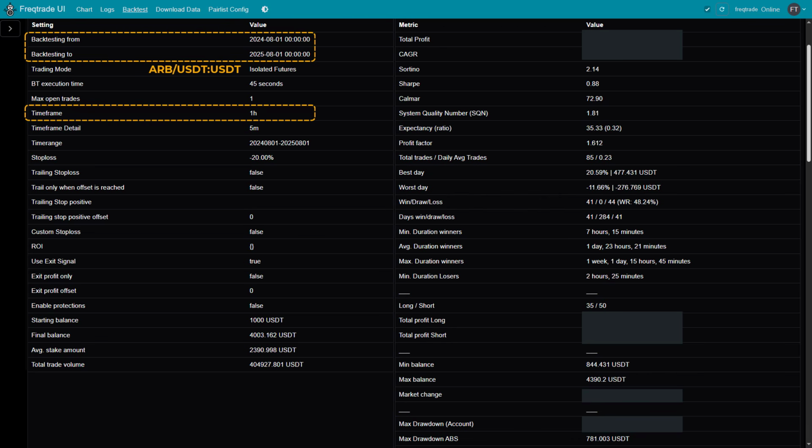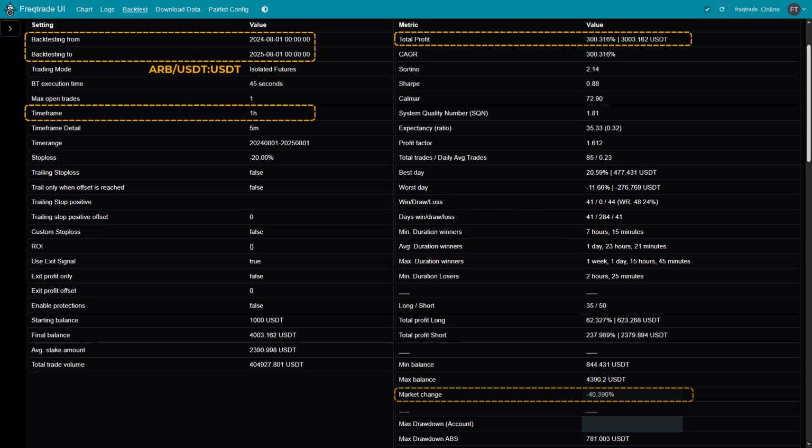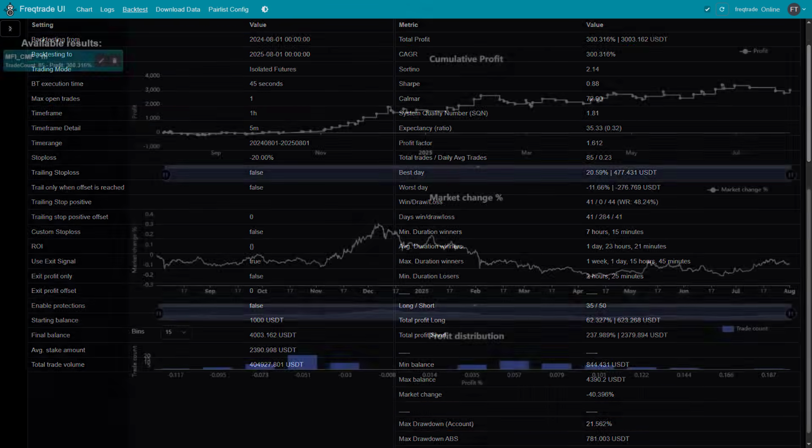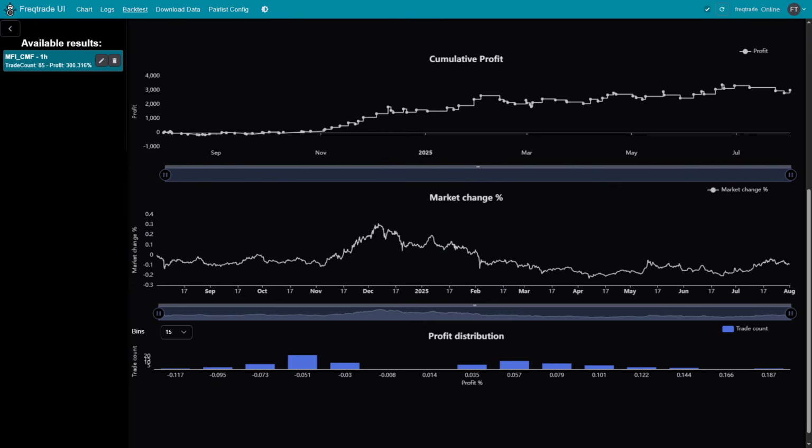The strategy achieved a total return of 300%. By comparison, the market itself saw a return of around minus 40% during the same period. The maximum drawdown was 21%, which shows that while the strategy did experience some retracements, it effectively managed risk and maintained overall profitability. Next, we'll review a visual summary of these results.